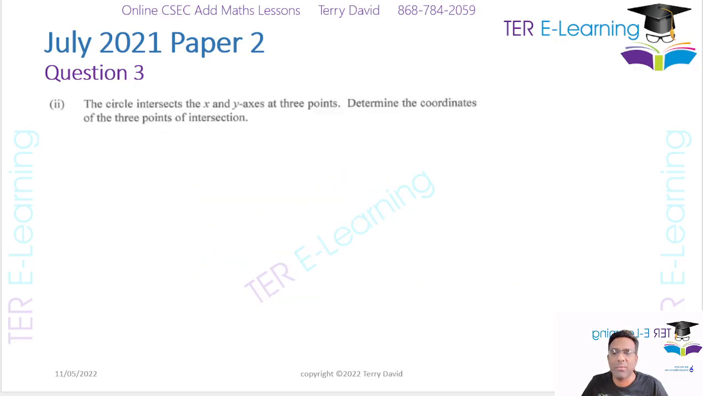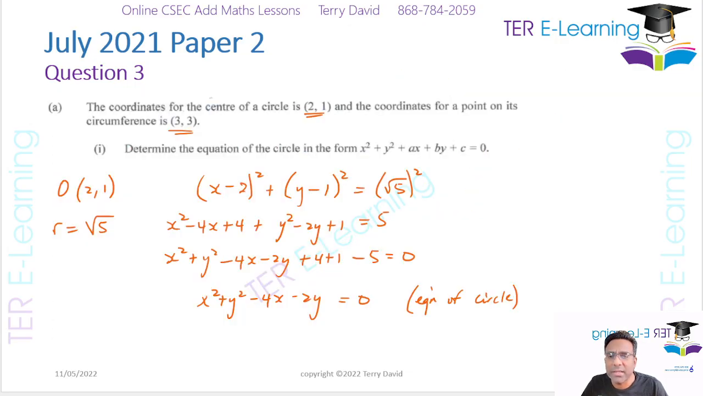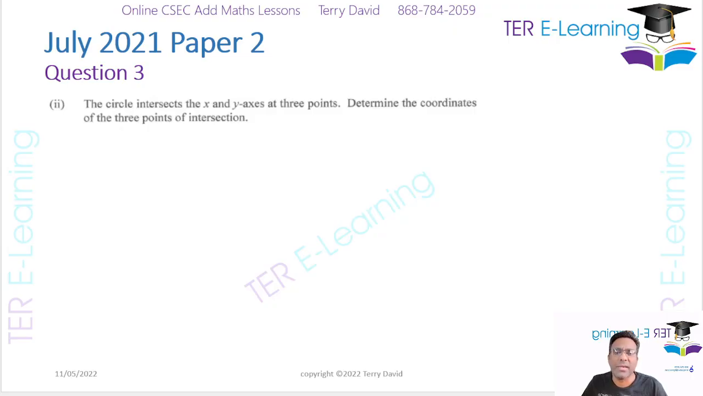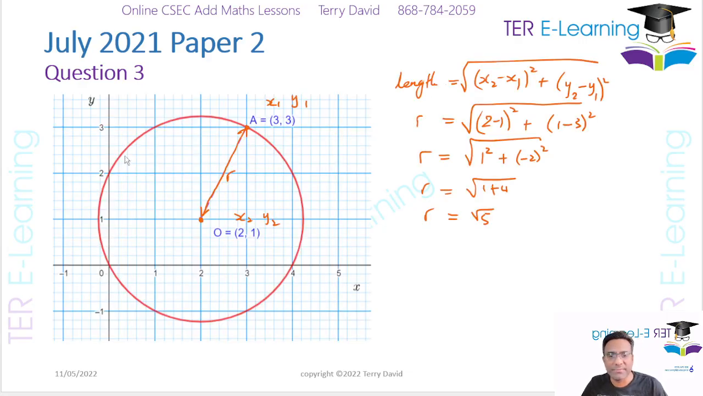So that's A part 1. So A part 2, they said the circle intersects the x-axis and the y-axis at 3 points. Now visually, I'm going to show you that this is 1 point here, this is 1 point here, and this is 1 point here. So visually, this is what's happening. You need to find this point, and this point. But we're not drawing the graph to find the point.